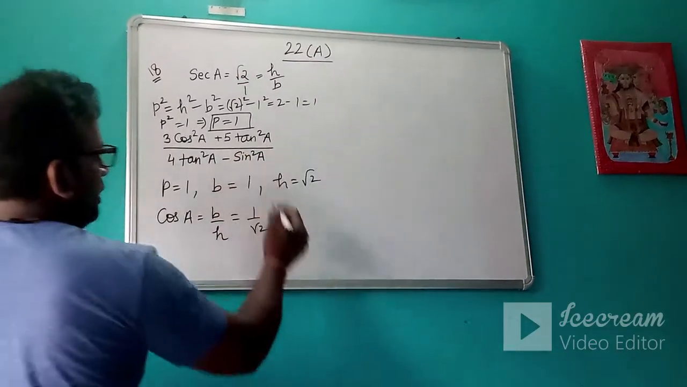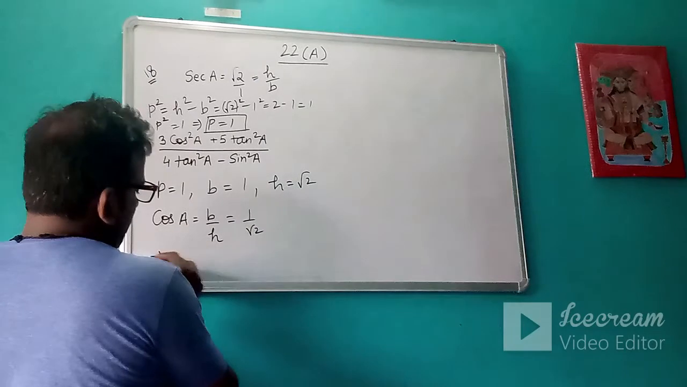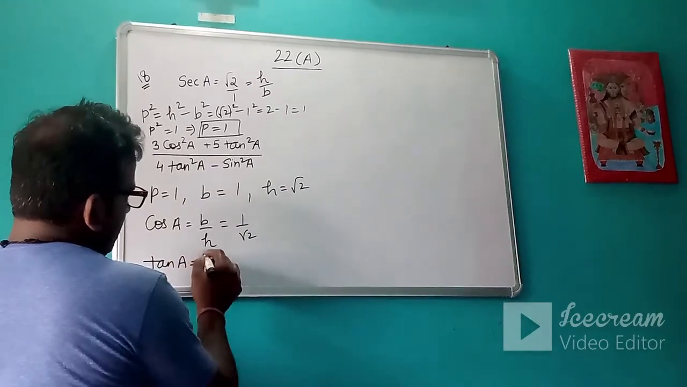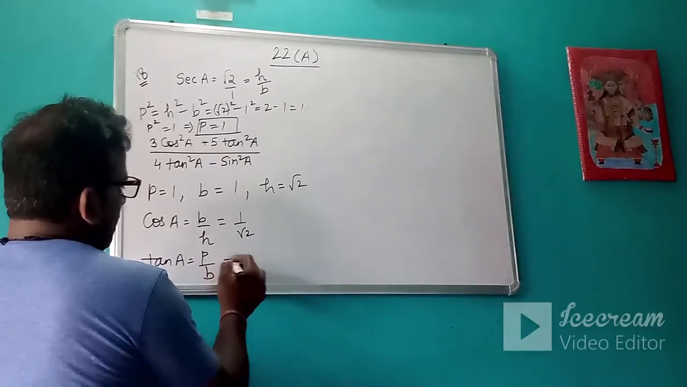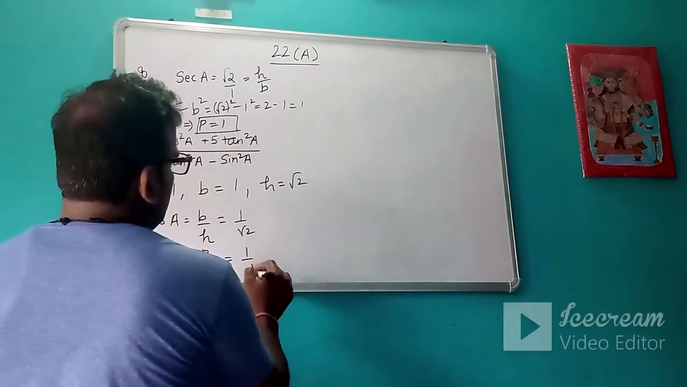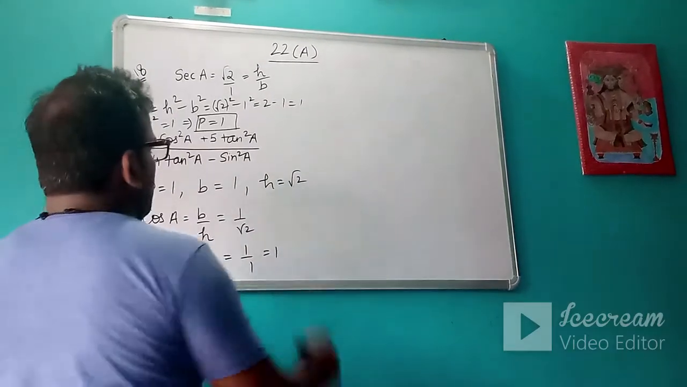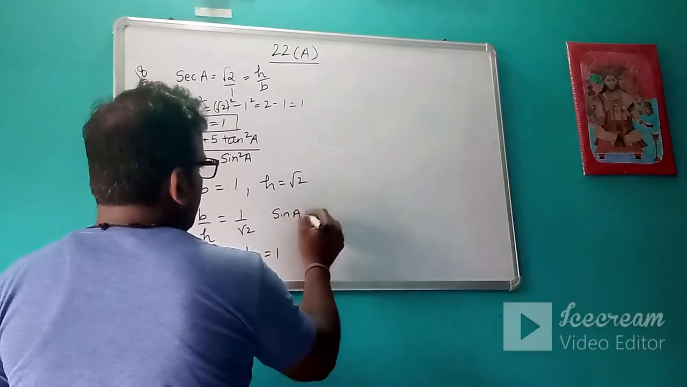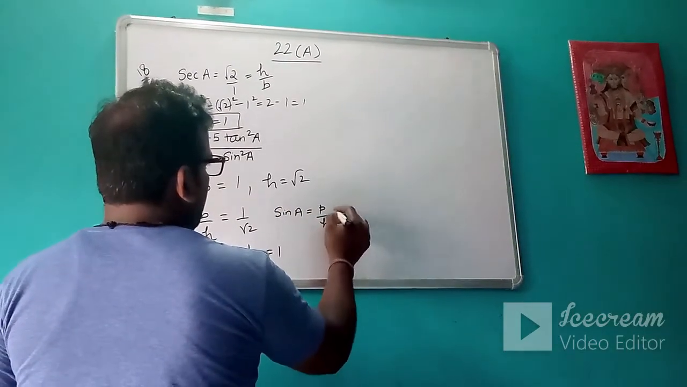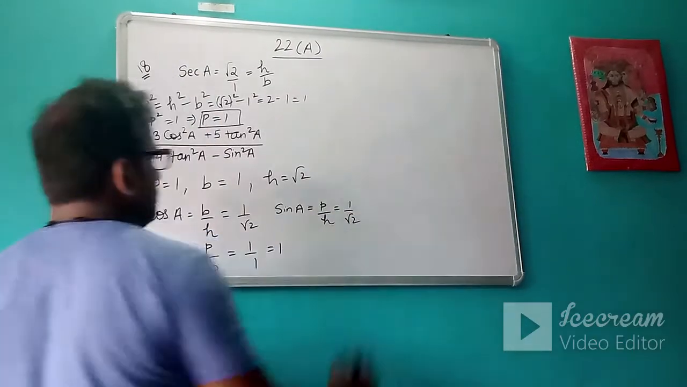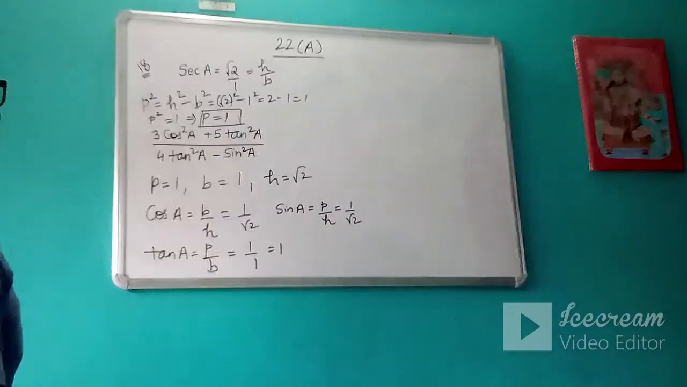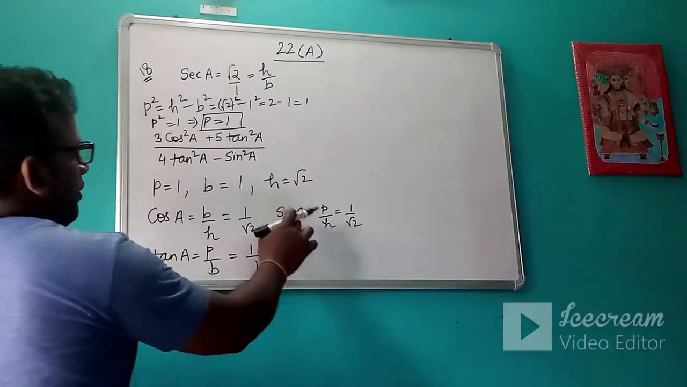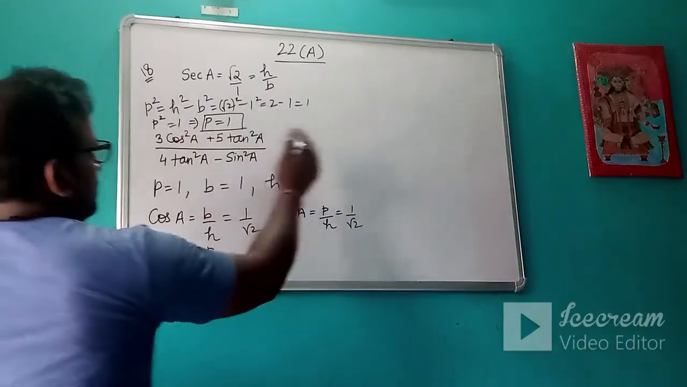Then what we need? Tan of A. So we will calculate tan of A, that is P upon B, and that is equal to 1 upon 1, that is 1. And what else we need? Sin A. So we will calculate sin A, P upon H, 1 upon root 2. Okay, now we have all the values. Now we will put all these values in this expression.